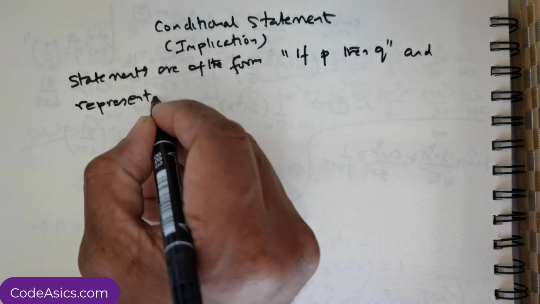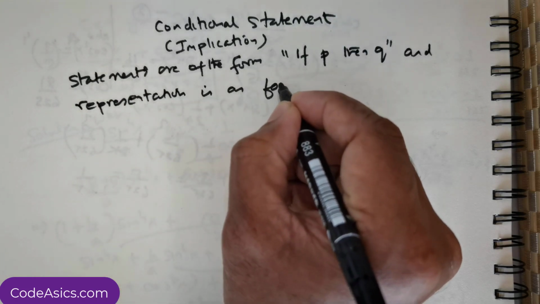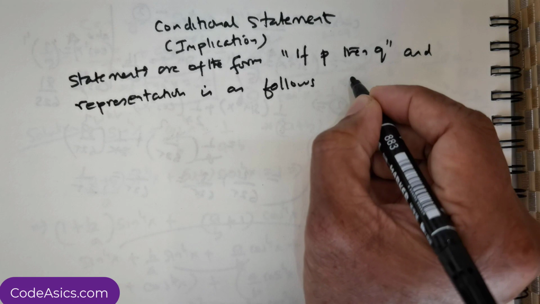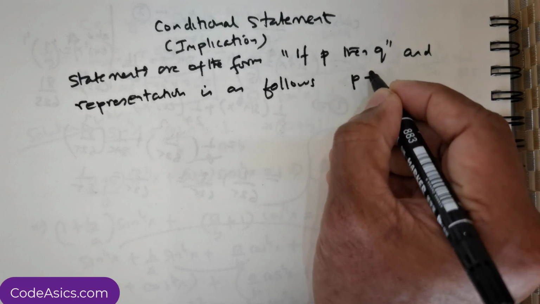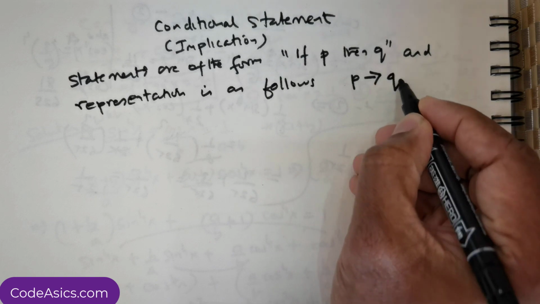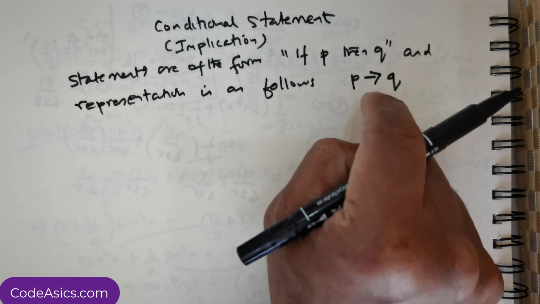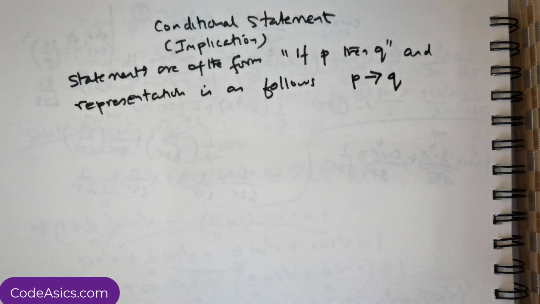And the representation is as follows. So we represent it as P, an arrow, a straight arrow like this, Q. So this is how you need to place. The arrow should be straight. And the best way to understand this particular conditional statement is through a real life example. I will give you a real life example and then I will also give you a shortcut.